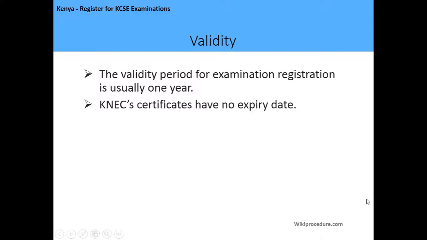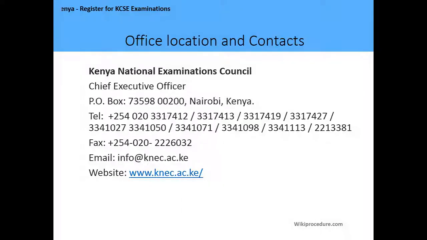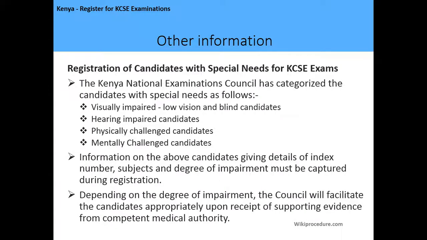The validity period of the examination registration is usually 1 year, and the certificates have no expiry date. The processing time is 1 month, and the office location of the Kenya National Examination Council, you can contact them through the postal office, PO Box 73598, code 00200, Nairobi, Kenya, or you can visit them through their website, www.nec.ac.ke.